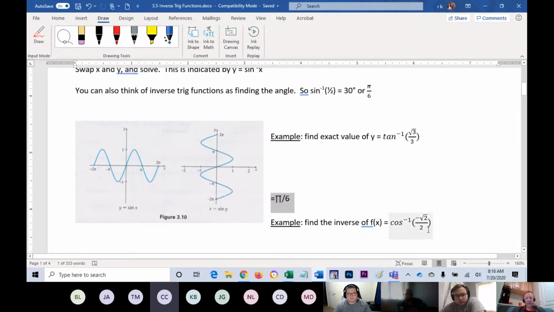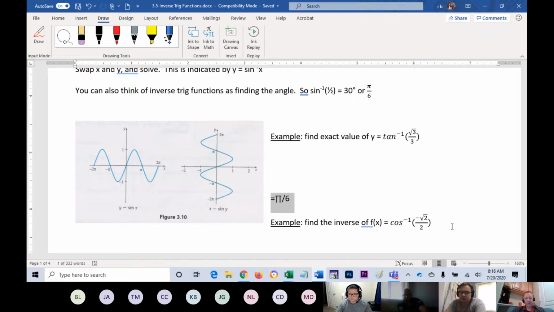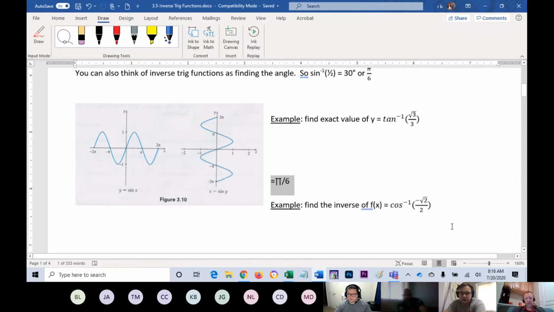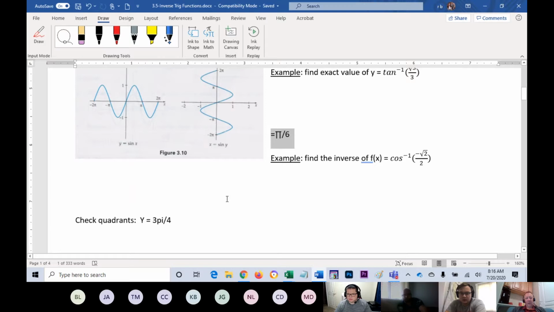How about if we find the inverse cosine of negative square root of 2 over 2, what would that be? Negative 150 or 150 degrees? You check your quadrants, it would be 3 pi/4. Remember, it's pi/4, but we're in quadrant 4, so it's going to be right here.